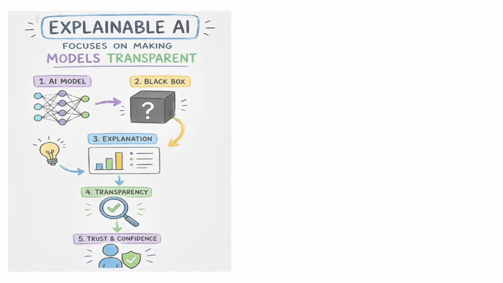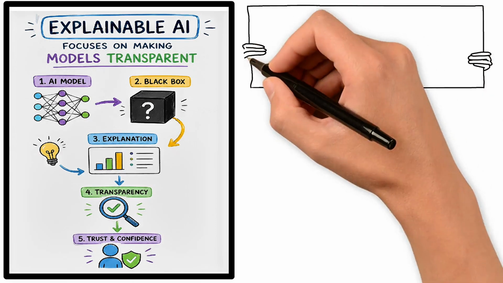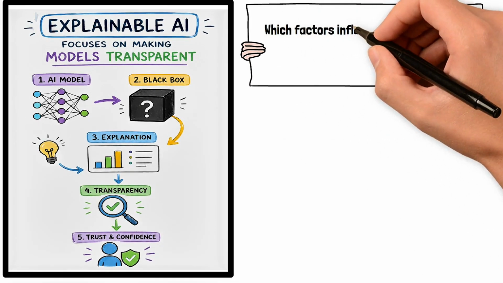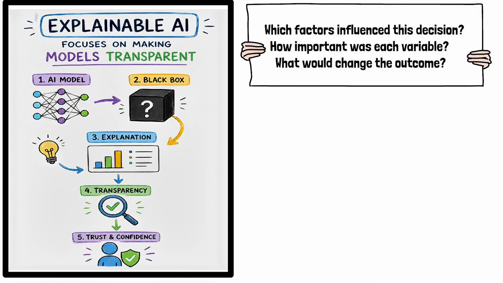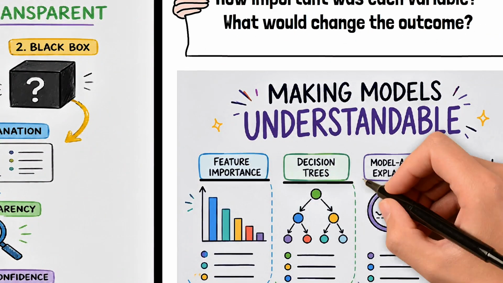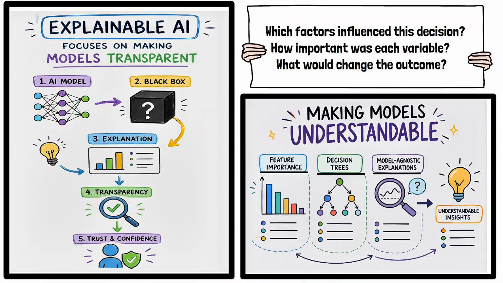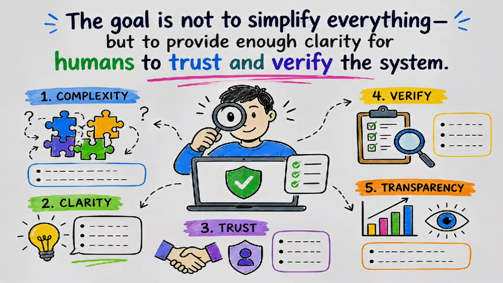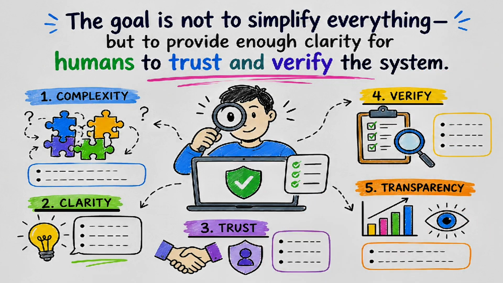In practical terms, explainable AI focuses on making models transparent. It answers questions like, which factors influence this decision? How important was each variable? What would change the outcome? Techniques like feature importance, decision trees, and model-agnostic explanations help break down complex models into understandable insights. The goal is not to simplify everything, but to provide enough clarity for humans to trust and verify the system.